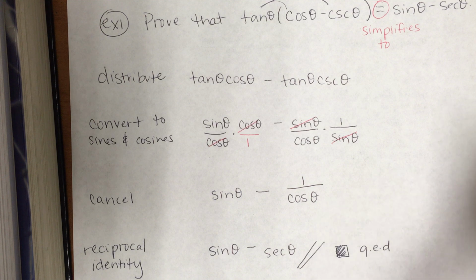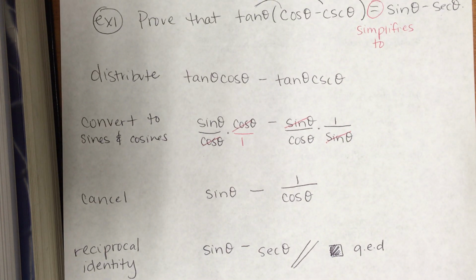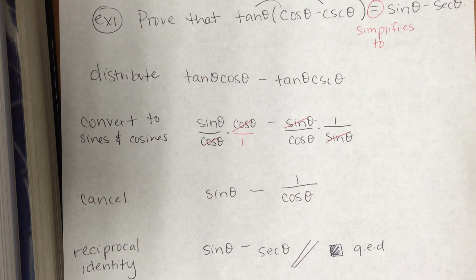So started here, distributed, converted to sines and cosines, so then I could actually simplify some more by canceling my fractions, and then I converted back and got my final answer. Okay. Let's do 2 more of these.